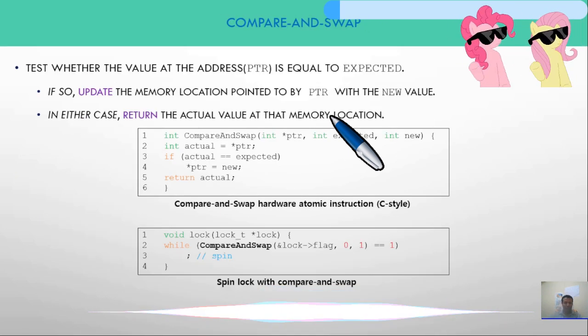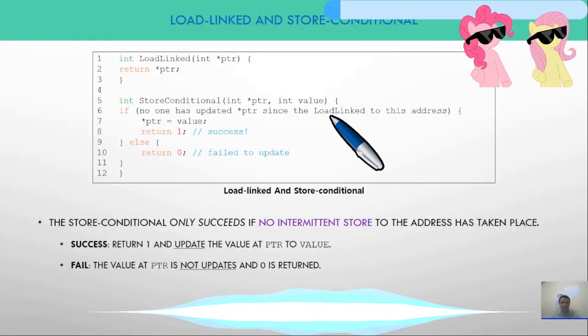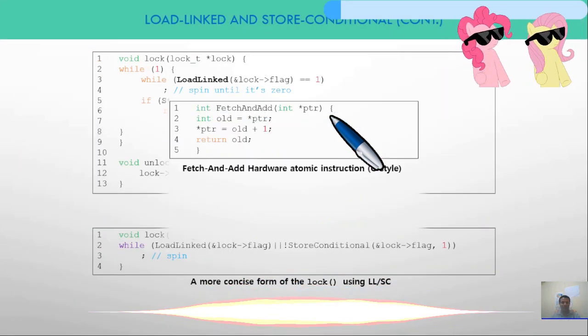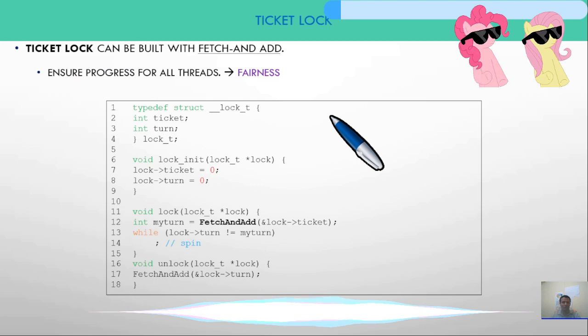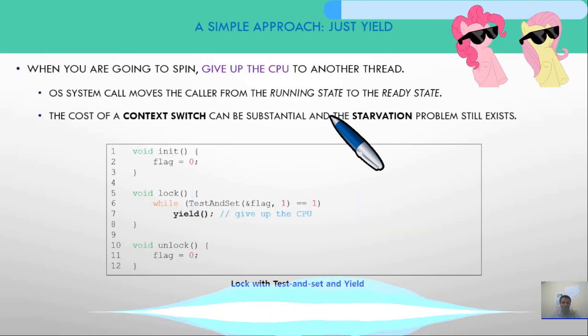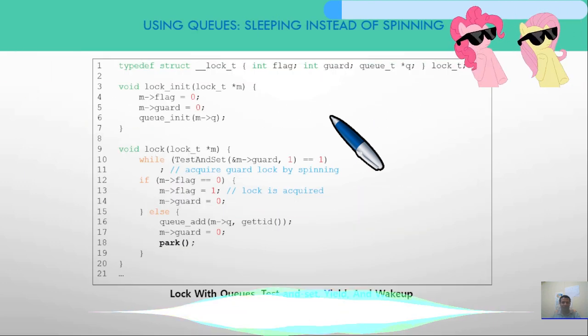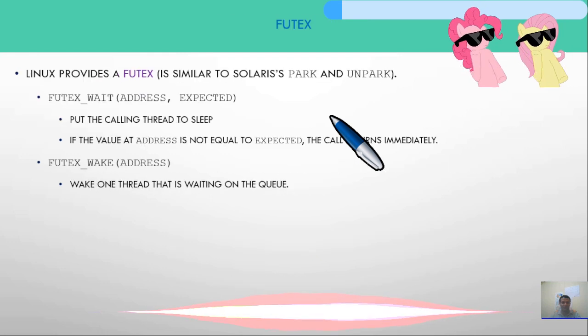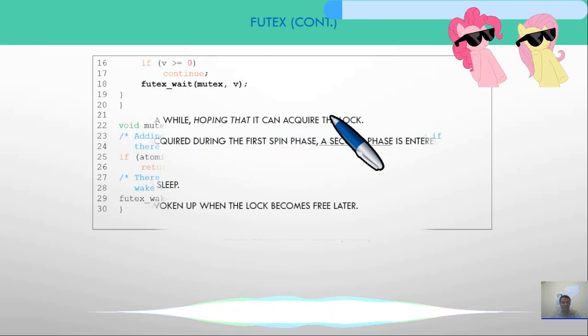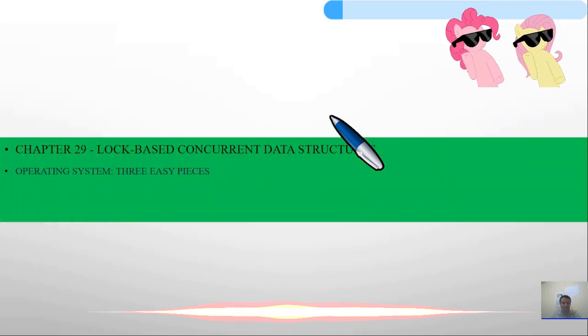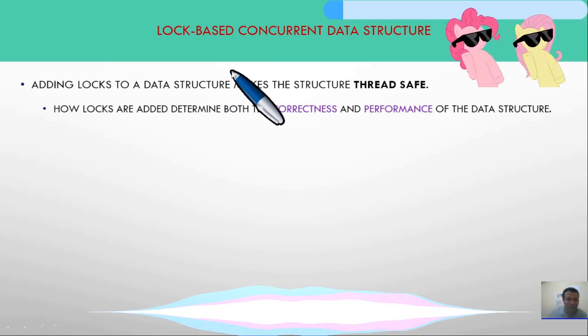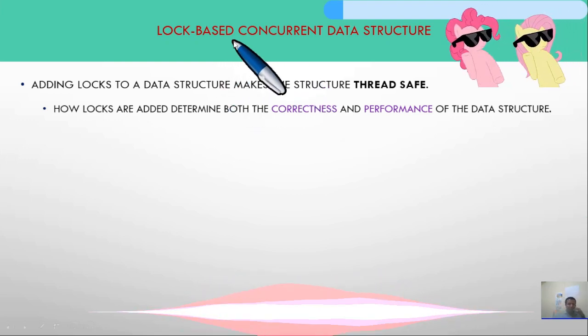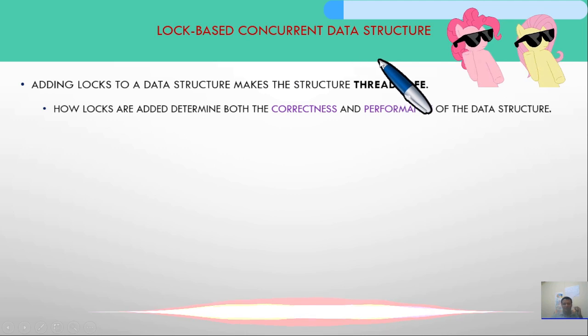So this was some of the implementations of locks to avoid critical section problems, and that is a continuation. Today we are going to see chapter 29. So let's get into it: lock-based concurrent data structures.